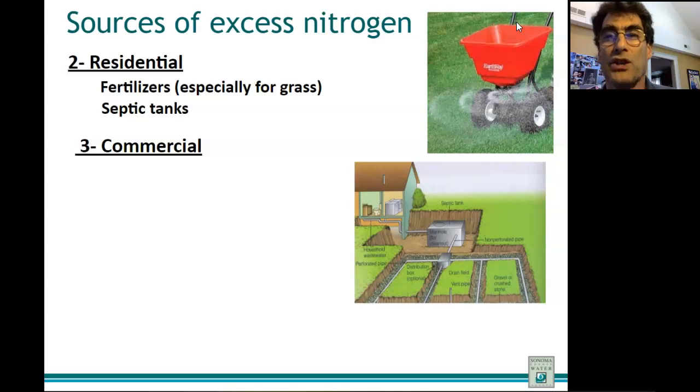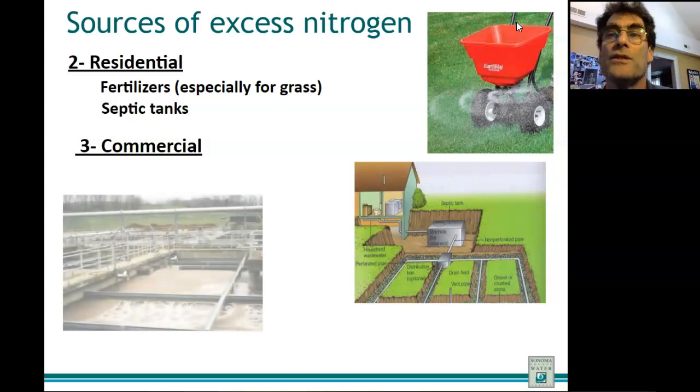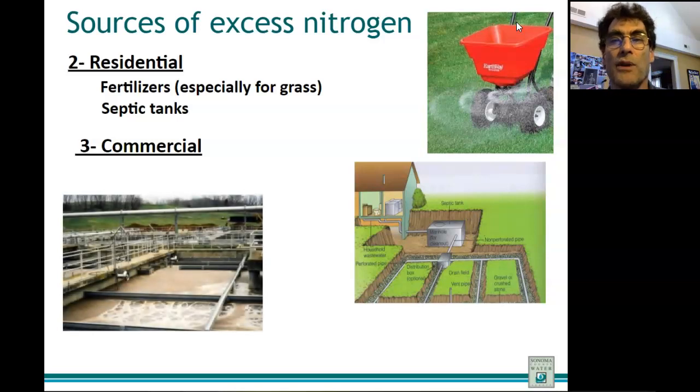Commercial, the biggest commercial source of nitrogen is sewage treatment plants. We're going to learn about those this week. And we're going to see that one of the things that makes it all the way through the sewage treatment process is nitrogen. So there is nitrogen going back into our creeks. So sewage treatment.